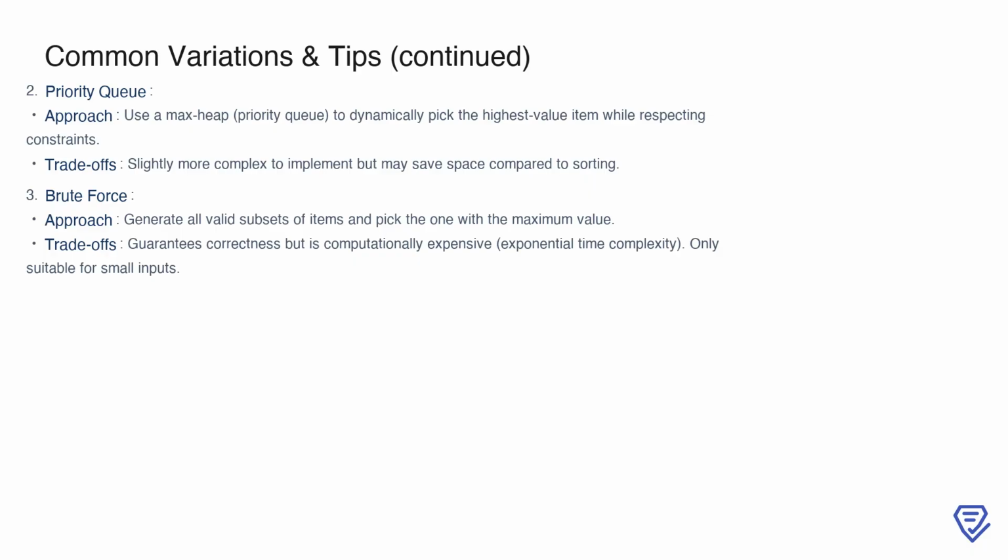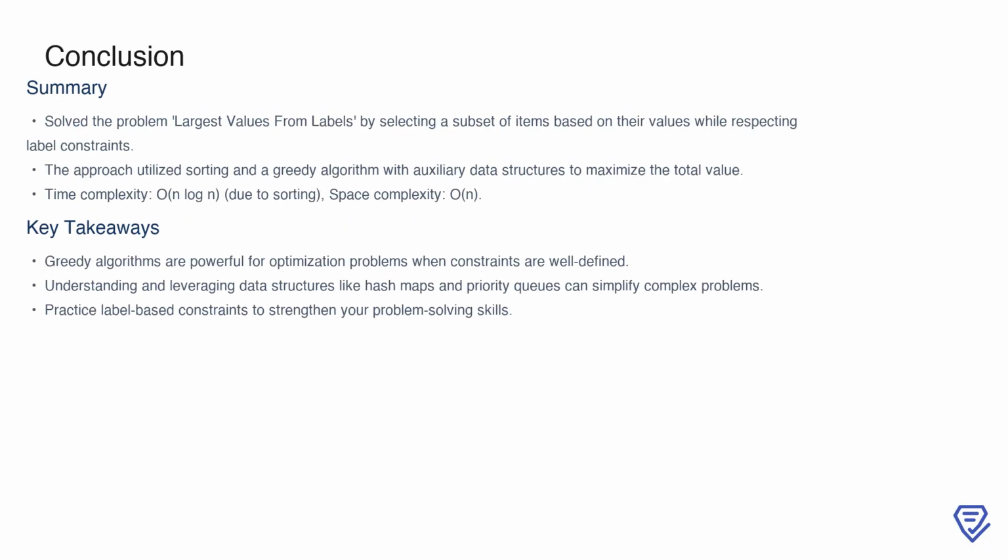On the other hand, a brute force approach involves generating all possible valid subsets of items and selecting the one with the maximum value. While this guarantees correctness, it's computationally expensive, with an exponential time complexity, making it impractical for large inputs. This approach is only viable for small datasets or as a theoretical exercise to confirm the correctness of other implementations. Each method has its own trade-offs, so understanding the problem's constraints and input size is key to choosing the best approach.